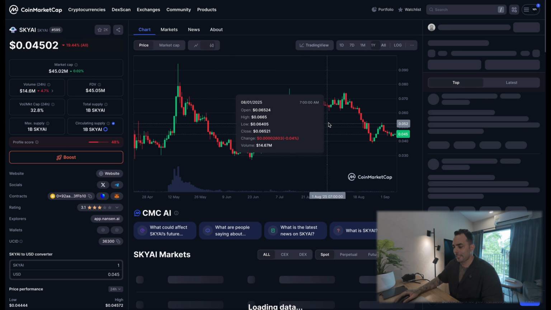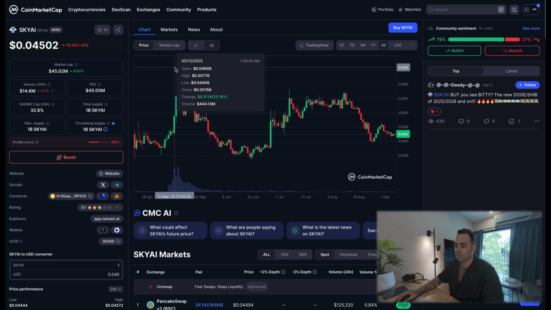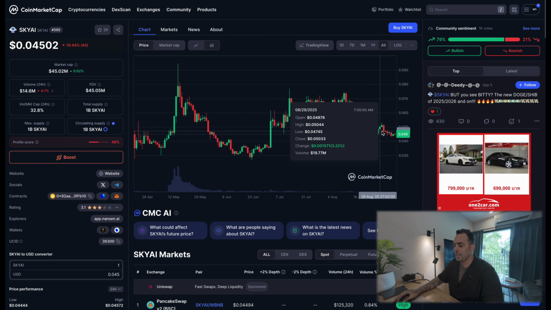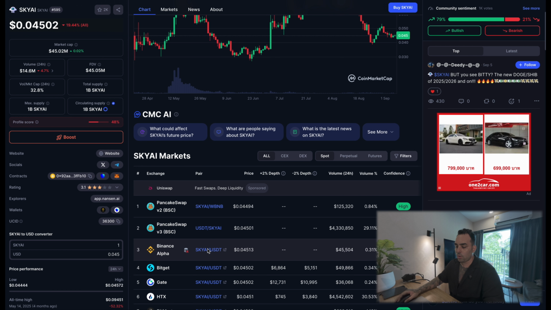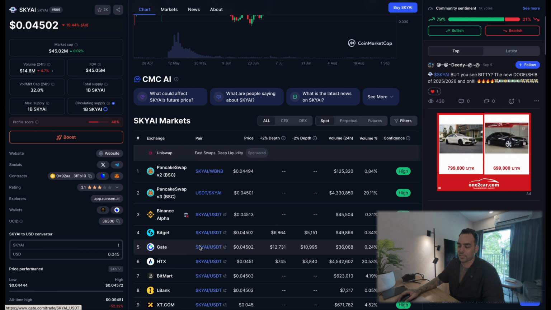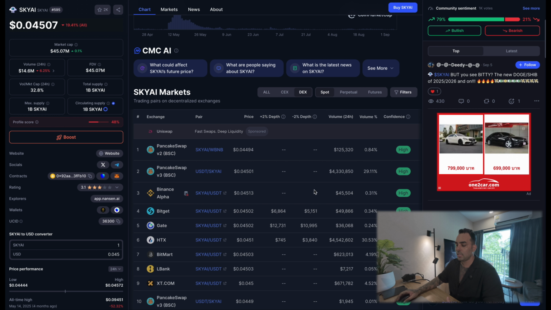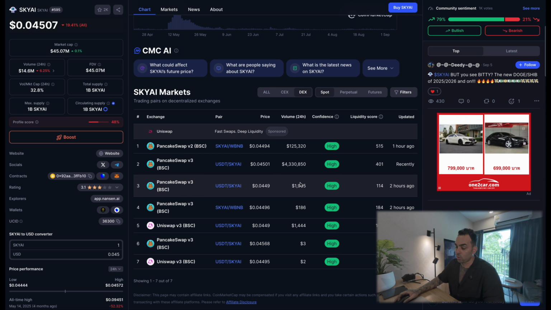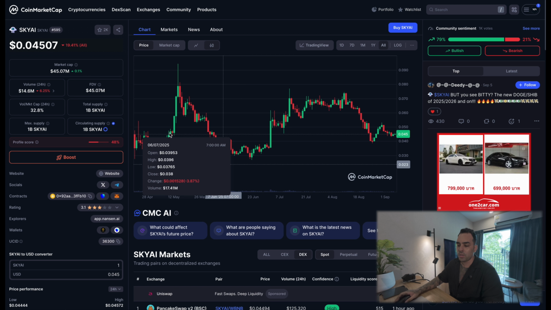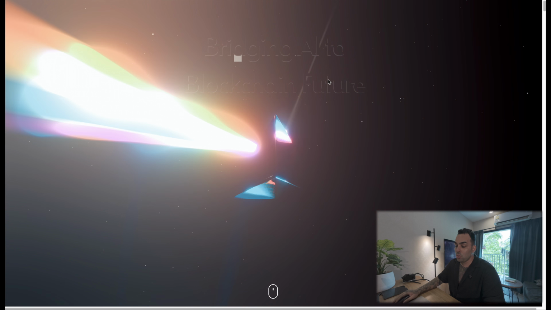Sky AI, pretty nice all-time high here, down, all-time high, down, and then we actually are looking bullish. They are listing on Binance Alpha, BitGet, Gate.io, XT, or multiple centralized exchanges. There is actually, I believe, a lot of liquidity right now, so this is actually pretty good. The volume is $14 million, so this one as well, you can check it out. It's on Binance. It could be pretty interesting.